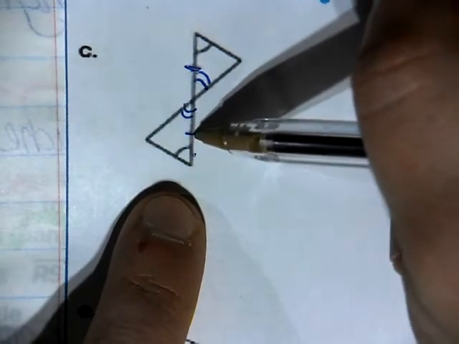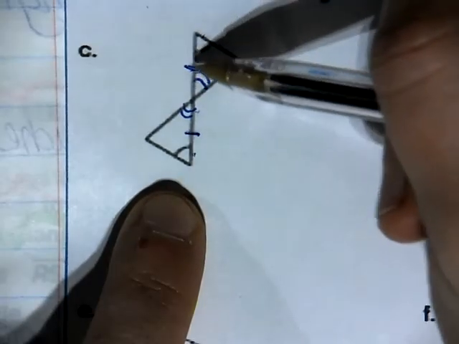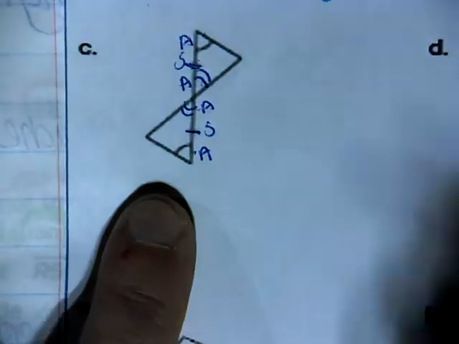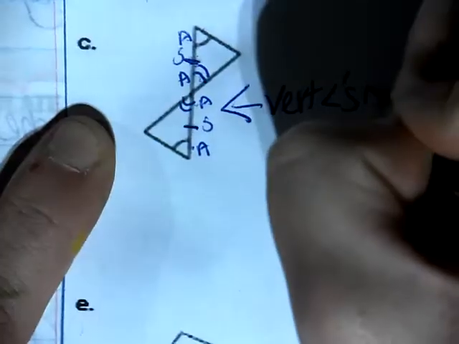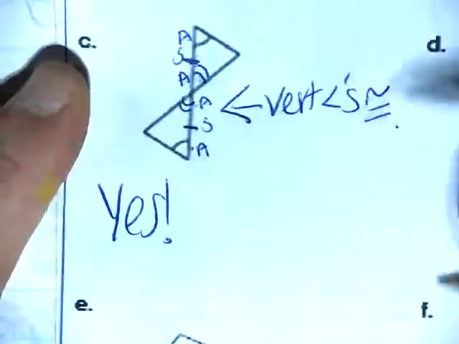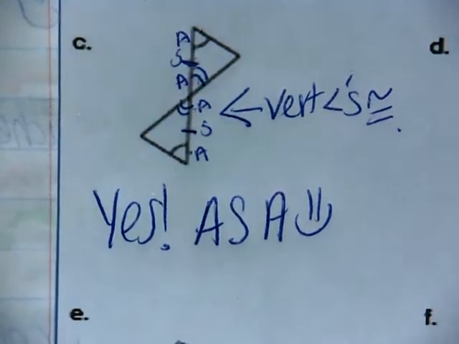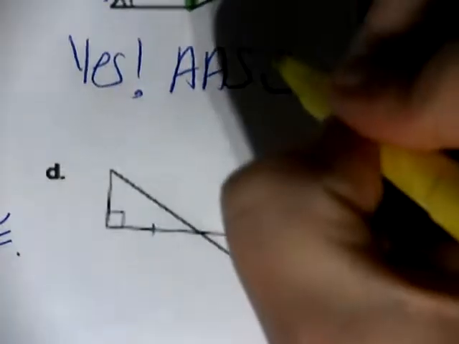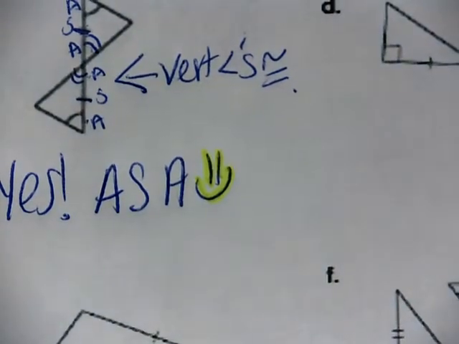I see angle, side, angle, angle, side, angle. So I'm looking at this being an angle, side, angle. So I'm going to say yes. We have vertical angles, which we know are congruent. And I see that we have angle, side, angle, so I'm going to say yes, we can prove these triangles congruent by angle, side, angle. So this is a happy face. So let me go ahead and go back to my original happy face and use nice bright colors, saying that this is happy yellow.